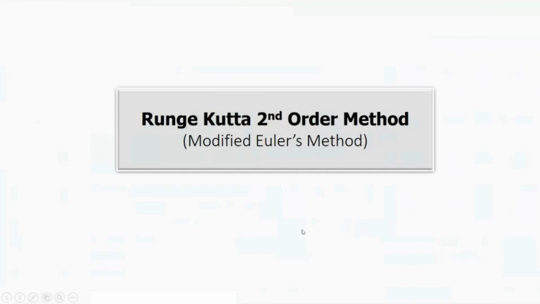In the previous lecture, we learned Taylor series method as well as Euler's method. So we have gone through one numerical on Euler's method as well as Taylor series method. Now let us see the third method, the Runge-Kutta second order method. This is a modified version of Euler's method.